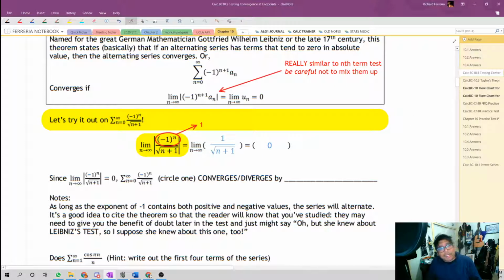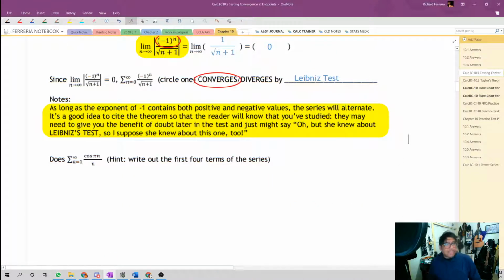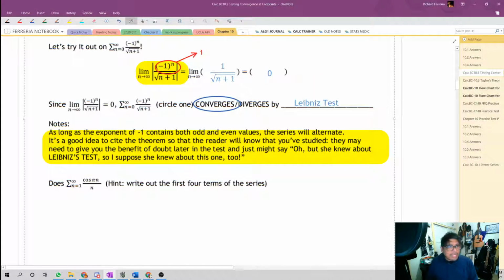So since the limit of the absolute value of each term is equal to 0, the series converges by the Leibniz test. Remember, the Leibniz test is only for an alternating series. Do not try to use it or its results on a series that does not alternate. So as long as the exponent of -1, that alternating piece, contains both odd and even values, the series is going to alternate.